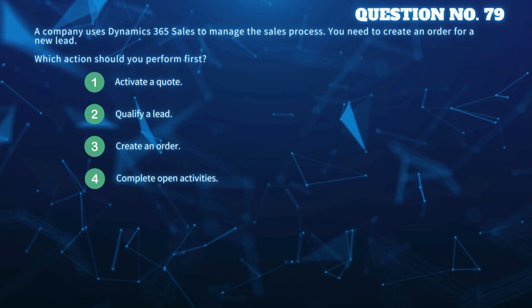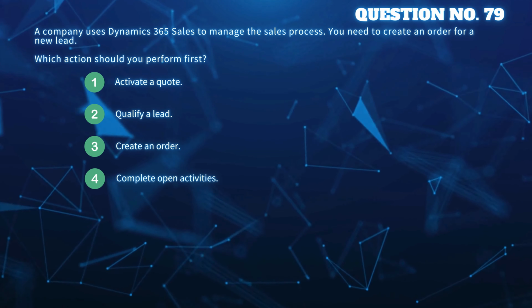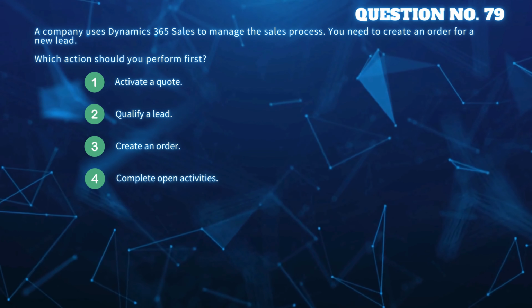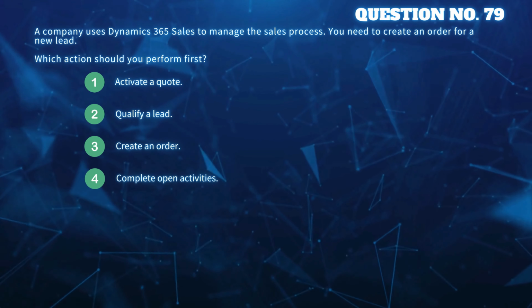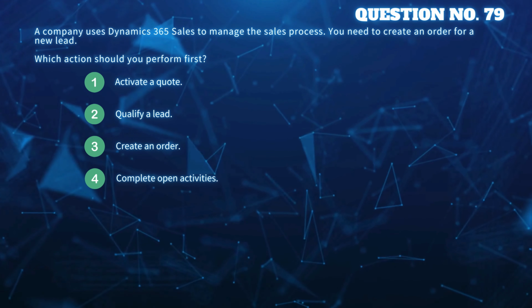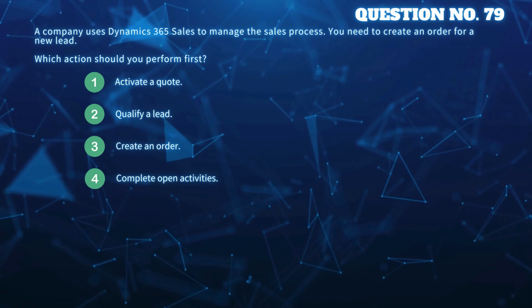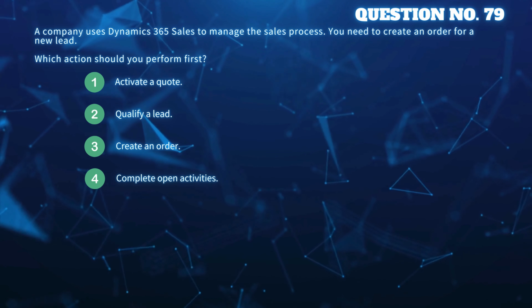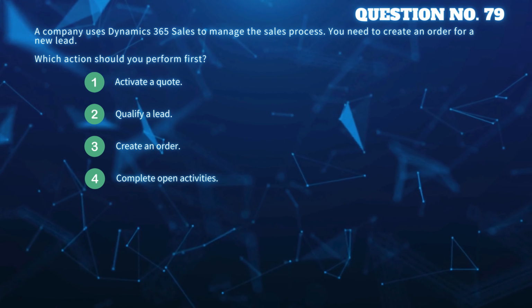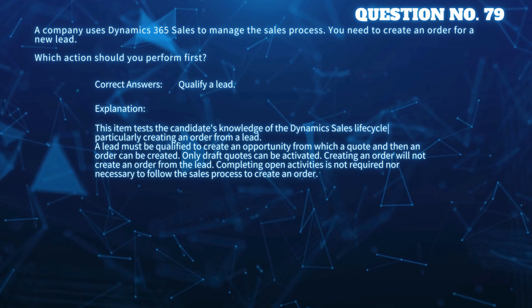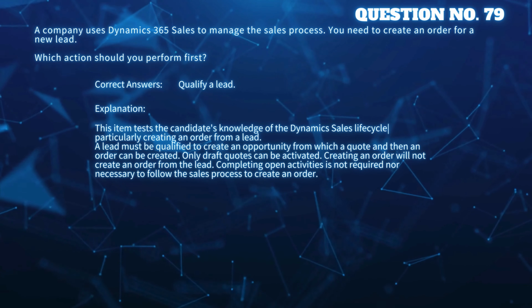You need to create an order for a new lead. Which action should you perform first? Option 1, Activate a quote. Option 2, Qualify a lead. Option 3, Create an order. Option 4, Complete open activities. Correct answers: qualify a lead.